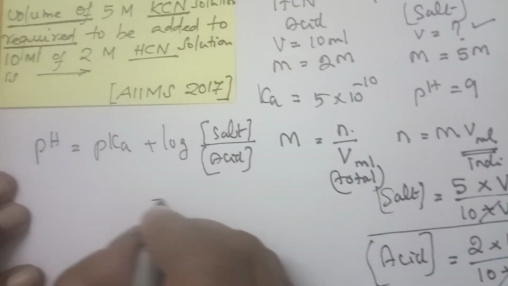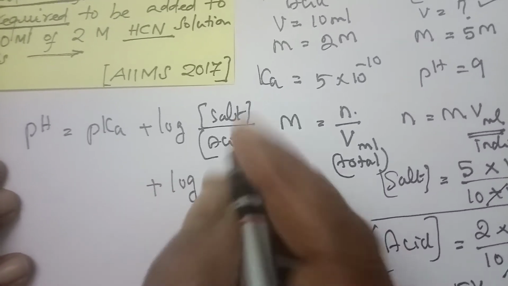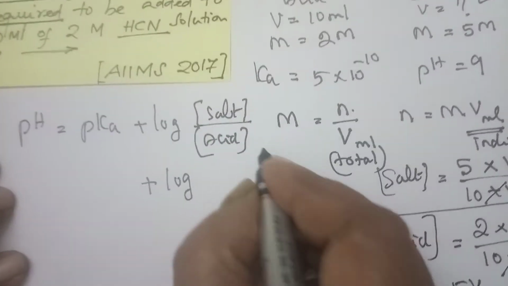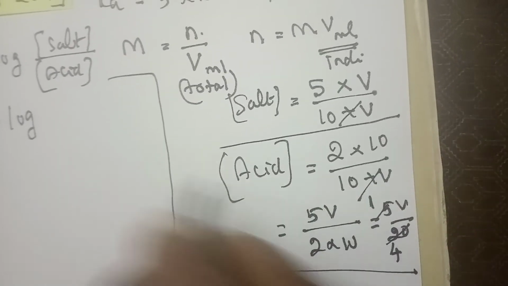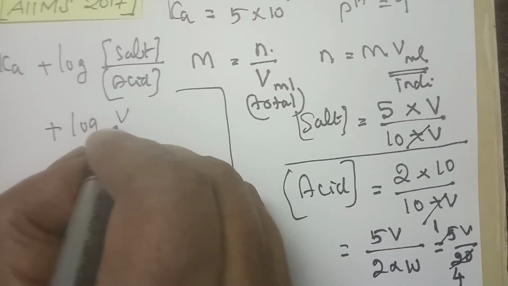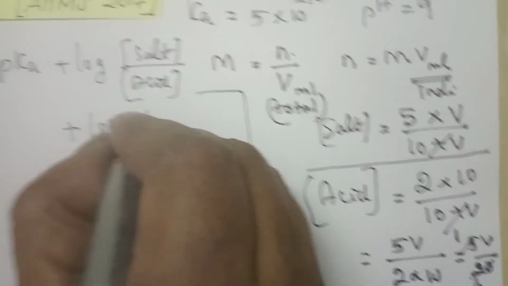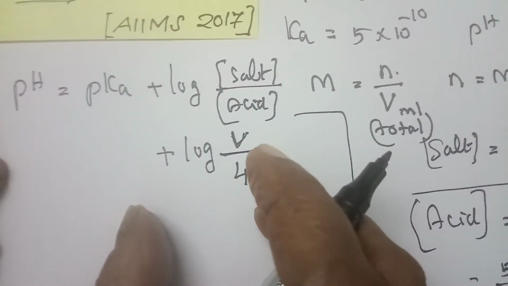Now I am putting here the log of concentration of salt by acid. For this one only, exclusively, I did. This is 1V by 4, that is, we can write it as V by 4. So this is your main work, which is over.